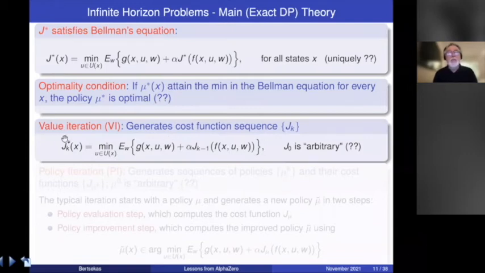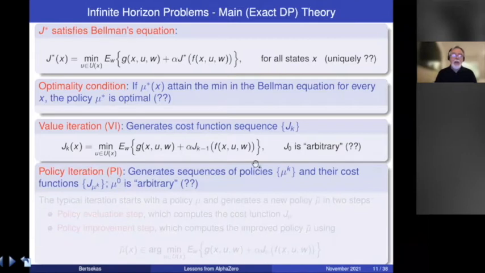And regarding algorithms, the first major algorithm is value iteration. It generates a sequence of cost functions starting from some J0, which can be more or less arbitrary, and uses this recursion here, this iteration, which is just the right-hand side of the Bellman equation, but with J k minus 1 replacing J star. This generates a sequence of finite horizon costs. It's one of the major algorithms.